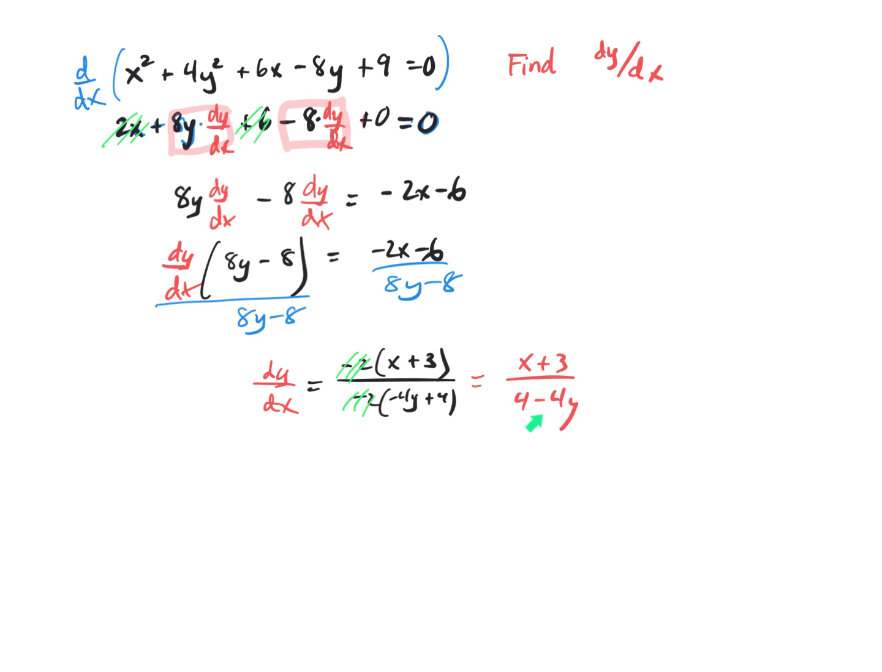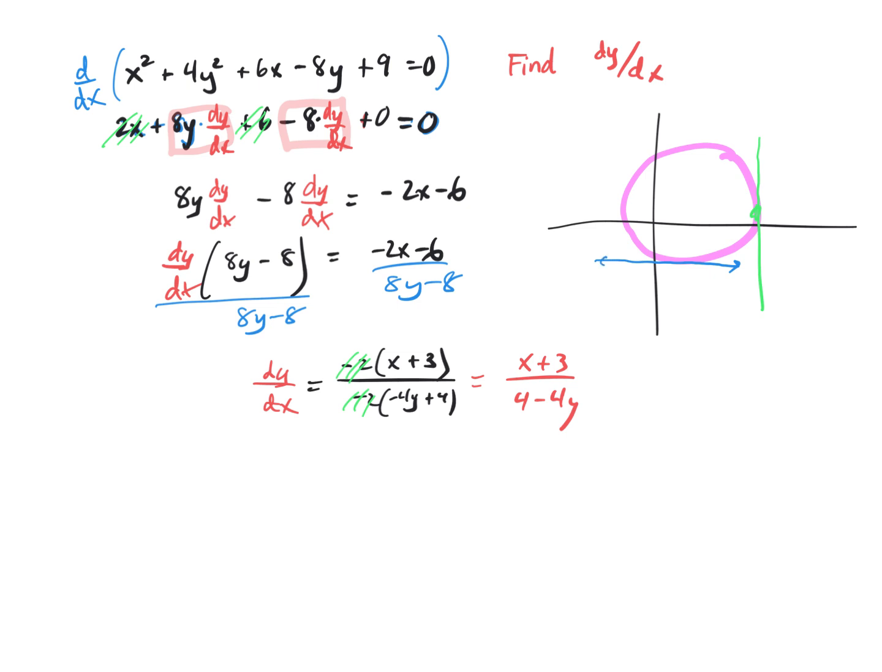All right, let's go on to the next part of this problem. Where are the vertical tangent lines and where are the horizontal tangent lines? Well, consider this pink graph, a graph that has vertical and horizontal tangent lines.